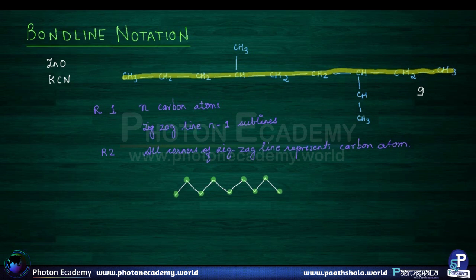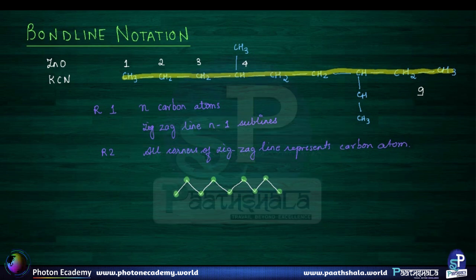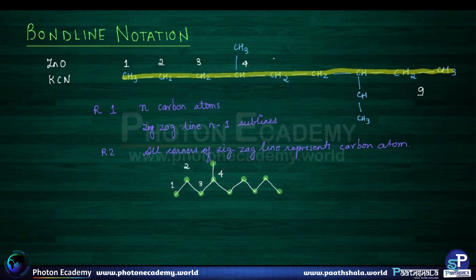Now we name all of these carbons 1, 2, 3, 4. At the 4th carbon, we have a subchain of CH3. So we name it over here also 1, 2, 3 and 4th. At the 4th, we need to draw a subchain. So this corner also represents a carbon atom. Going further, 5, 6, 7, 8 and 9.